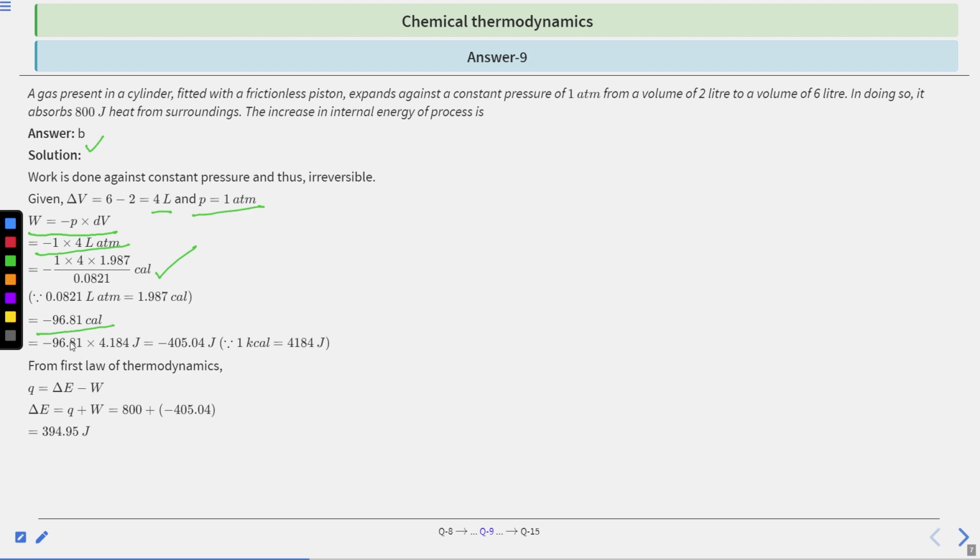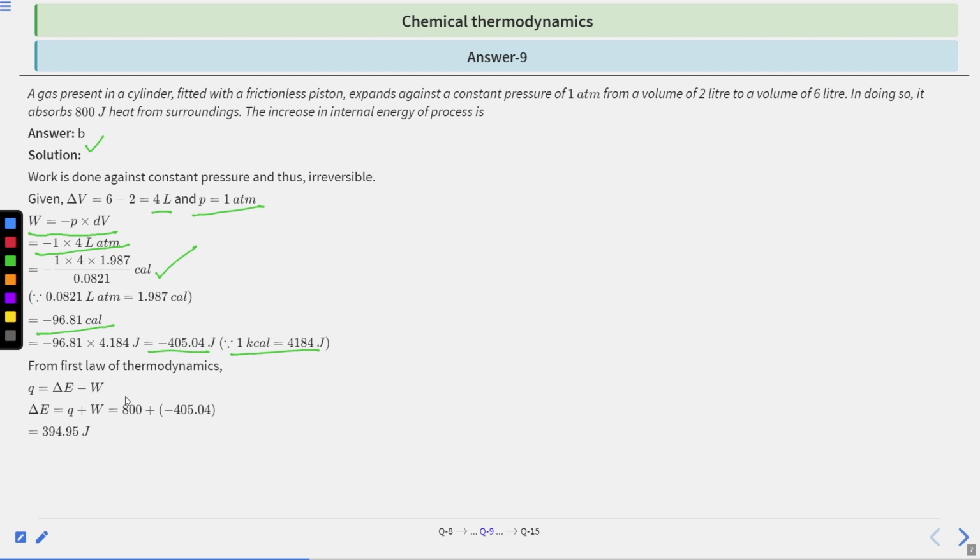So minus 96.81 multiplied by 4.184 joule, because 1 calorie is 4.184 joule, right? So multiplying by this, we have minus 405.04 joule as work, right?